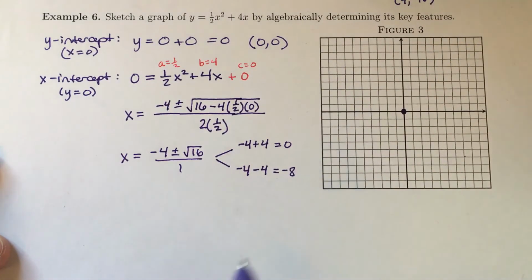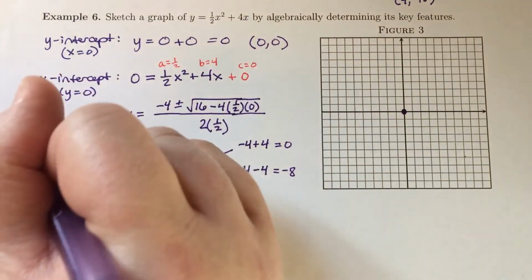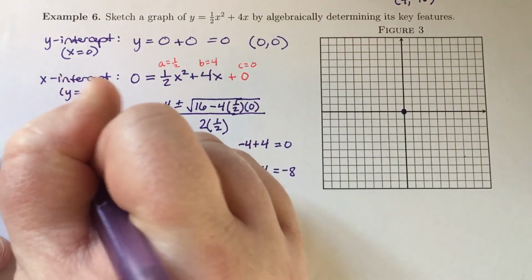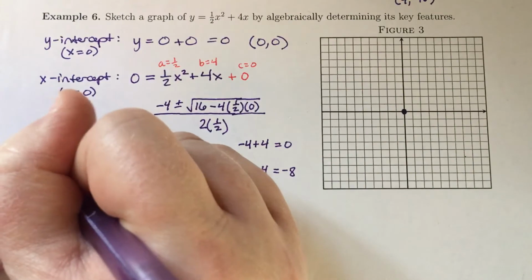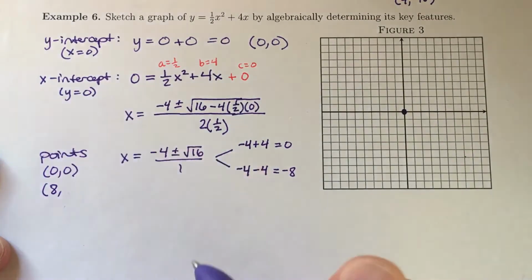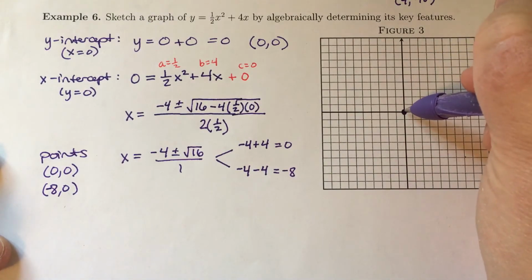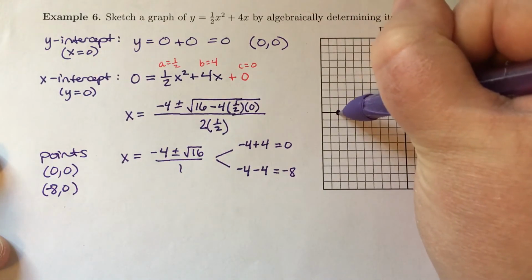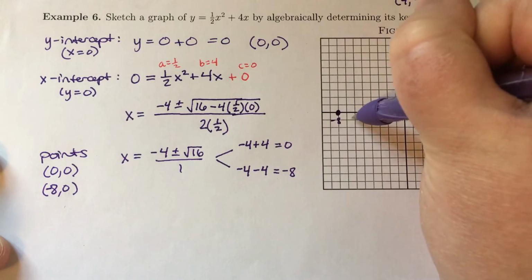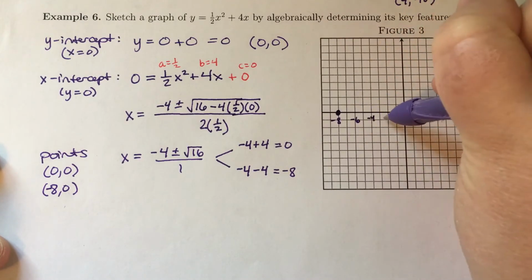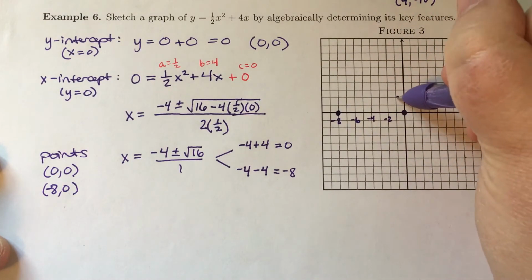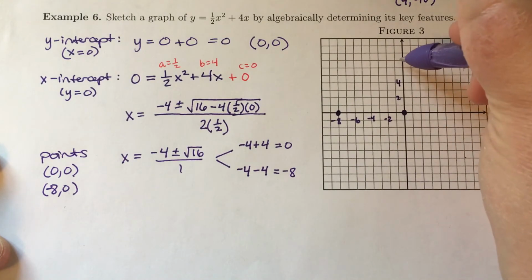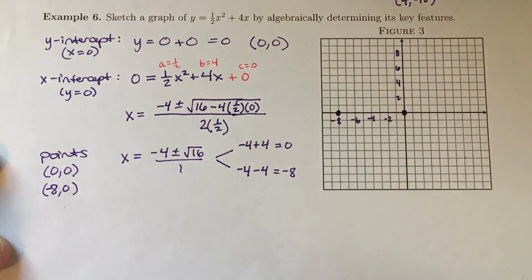So that makes the x-intercepts, the points, remember we want to think of them as points. The x-intercepts are the points (0, 0) and (-8, 0). So let's plot those points. I already got (0, 0) because it was also a y-intercept. Let's go back here to negative 8. Maybe label some axes while we're over here. Negative 4, negative 2, 2, 4, 6, 8, just to get some scale established.